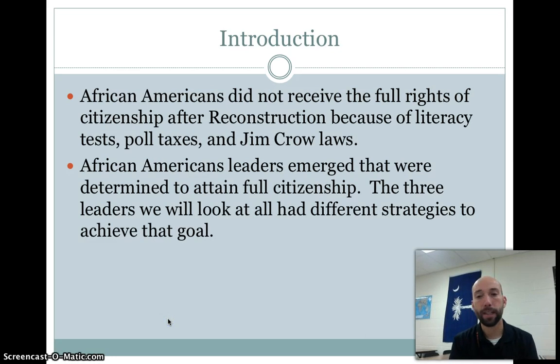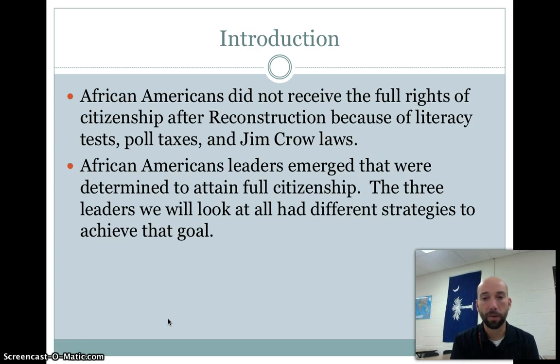Remember, African Americans did not receive the full rights of citizenship after Reconstruction because of literacy tests, poll taxes, and Jim Crow laws. The literacy tests and poll taxes took away the 15th Amendment, which gave suffrage to all African American men. And then the Jim Crow laws took away the 14th Amendment, which was supposed to give African Americans citizenship rights. African American leaders started emerging.